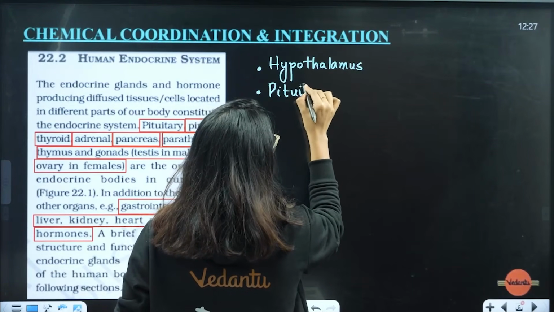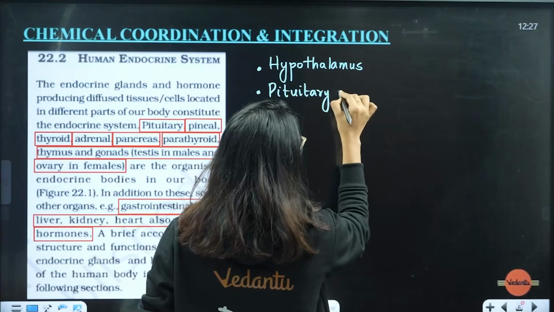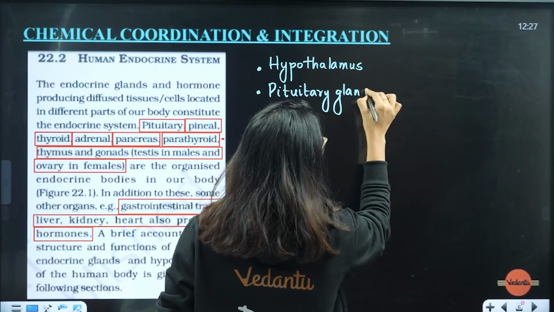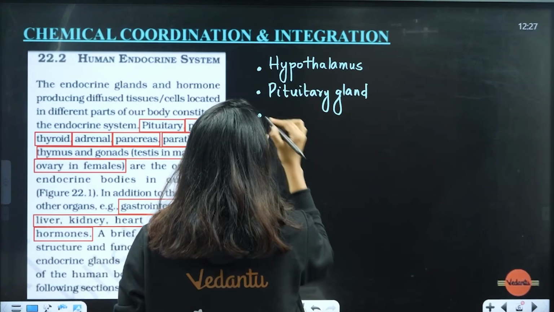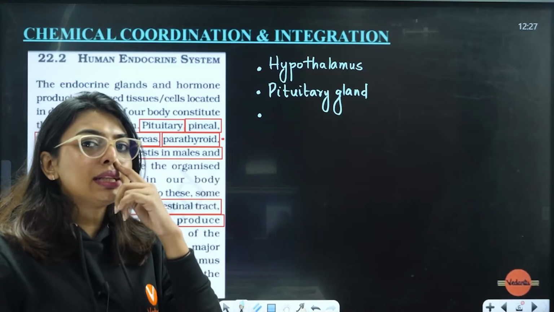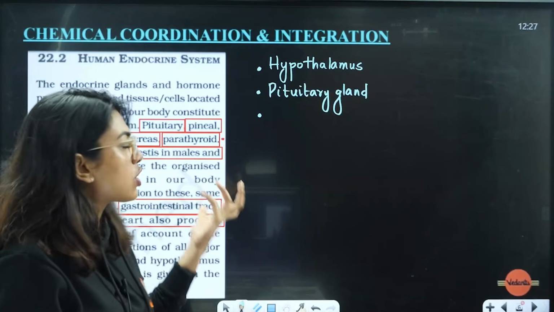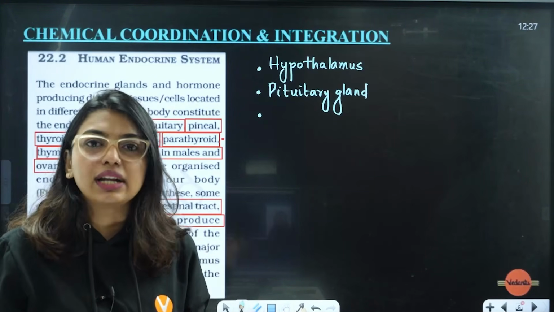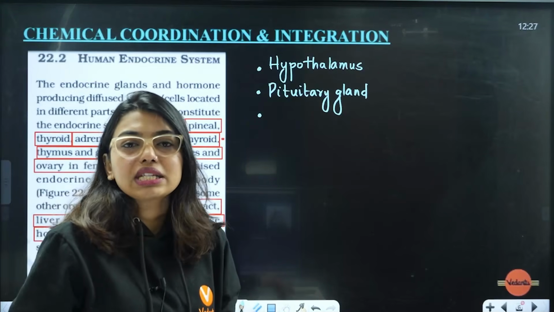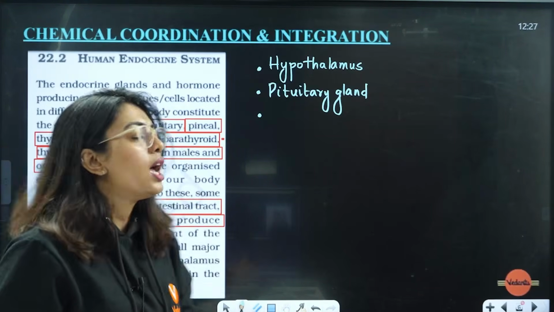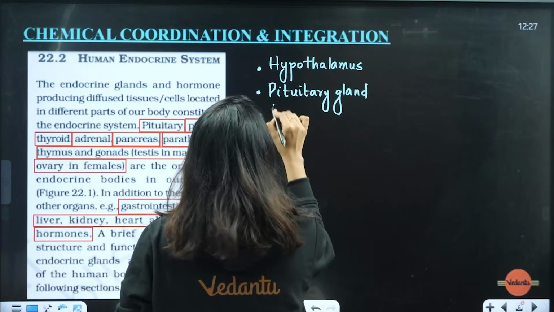Pituitary gland. This was previously called the master gland, but the hypothalamus is the one that controls the pituitary. So it does not make sense to call it a master anymore, right? If I am controlling you, you are not a master in anything. You are just a normal person. Like that. So students, after the pituitary comes the pineal.